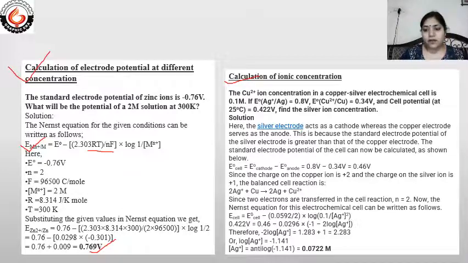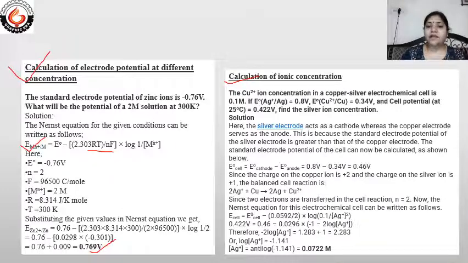Here the electrodes are given, and the standard electrode potentials of both electrodes are given. Also the copper electrolyte concentration is given. Then how can the silver electrolyte concentration be calculated? Here we have two tasks. First, to decide which one will act as cathode and which one will act as anode. After that, we will calculate E naught of the cell.